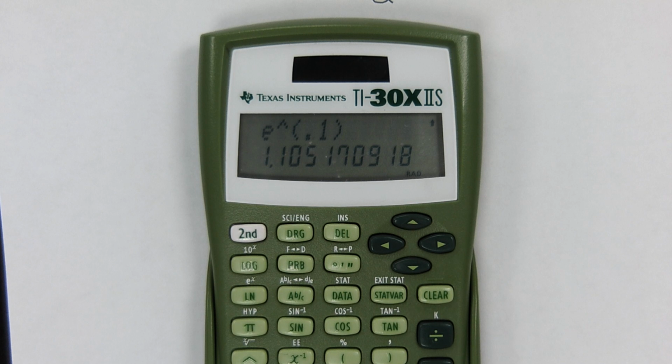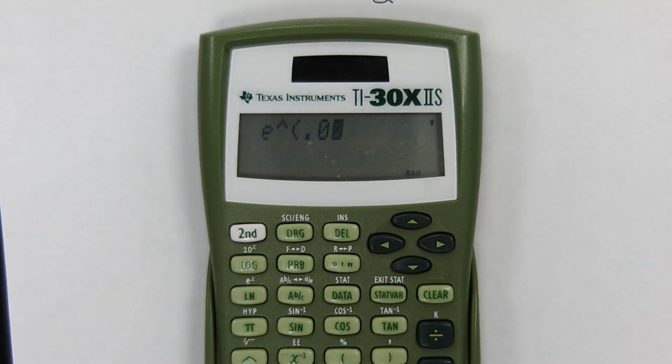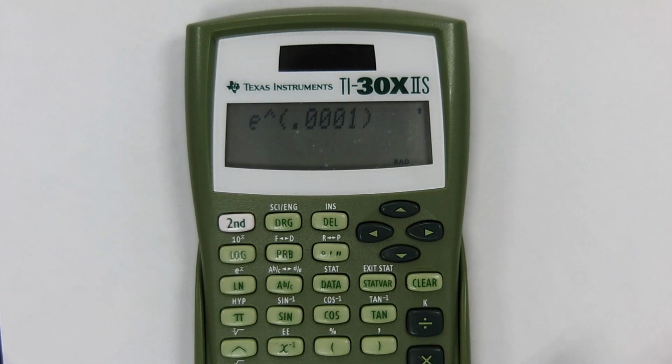How about that? So even though that exponent was really tiny, e to that really tiny power is still going to be greater than 1. I mean, you can make that exponent itty-bitty if you want. Look how small that exponent is. I'm still going to get a value larger than 1.